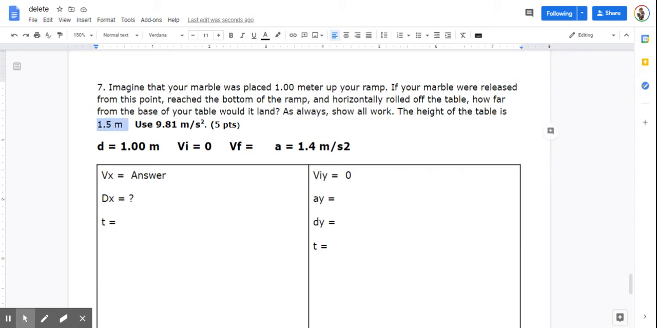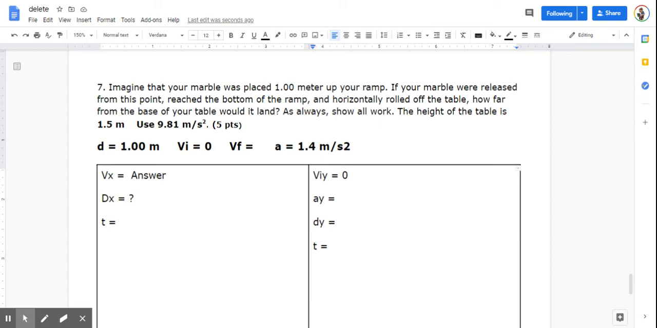I can't give you everything, but you have the height of the table, you have the dy, you have the AY. You know VIY equals 0 because it rolled horizontally off the table. How are you going to get the dx? I'm going to leave you to solve that problem.